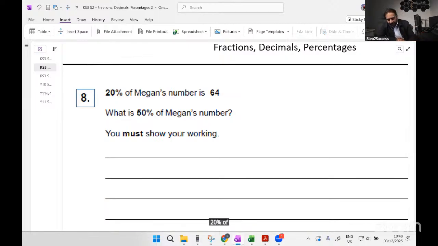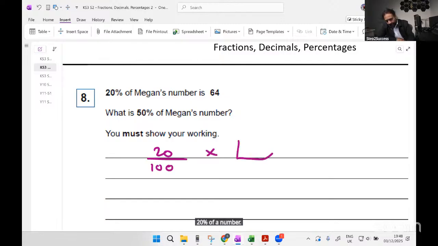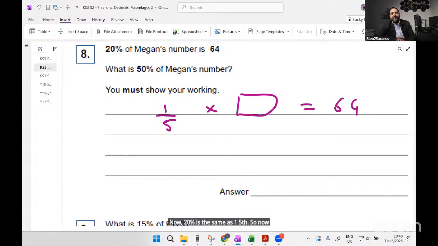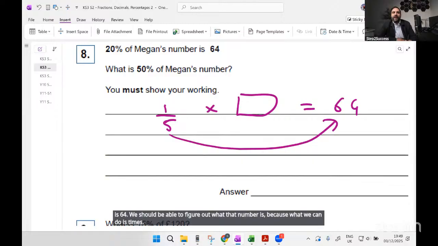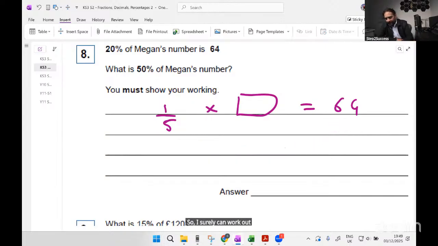20% of a number is 64. Now, it's quite hard, this question, but I'll tell you how you can do it. 20% of a number, we don't know what the number is, is 64. Now, 20% is the same as 1/5. So now I'm saying that 1/5 of some number is 64. We should be able to figure out what that number is because what we can do is times 64 by 5. In other words, 64 is 5 times smaller than my number. So I surely can work out what the number is by timesing this by 5.